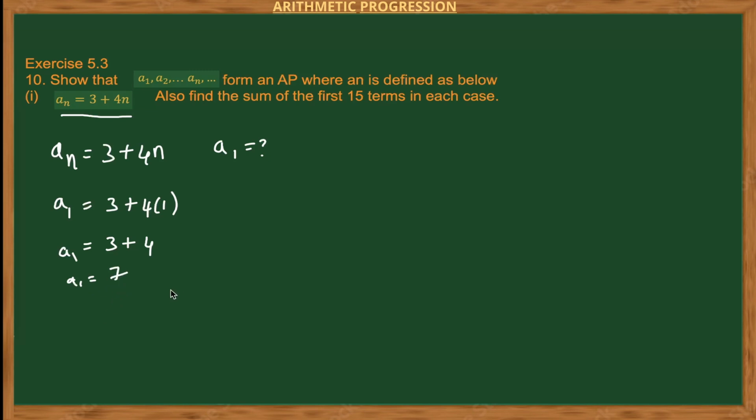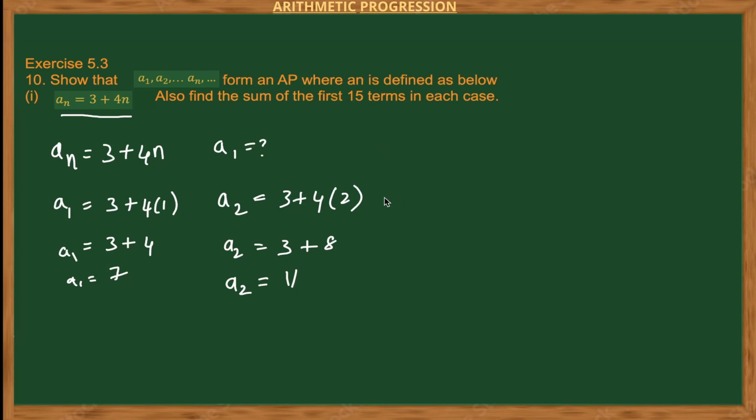To find the second term, a similar formula we can apply. So a2, replace n with the term or the position number. a2 is 3 plus 4n, and we need to replace n with 2. So the second term is 3 plus 4 twos are 8, so it becomes 3 plus 8, which is 11. So we got the second term.